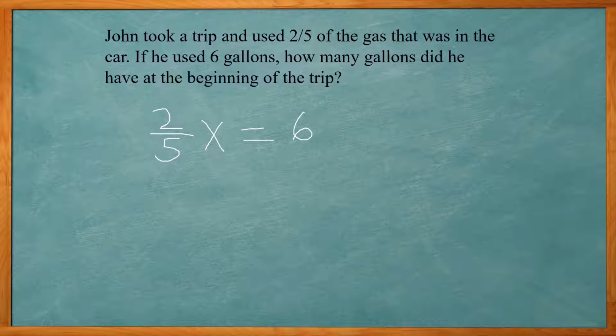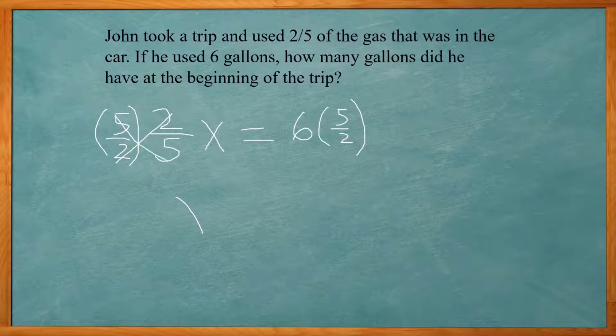Now you want to solve for X, so when we have a fraction, we multiply by the reciprocal on both sides. So that means just flip it over, 5/2. Multiply both sides by that. This will cancel out over here to 1, so 1x is equal to 15. So I originally had 15 gallons of gas in the tank. Used 2/5 of it. 2/5 of 15 was the 6 gallons.